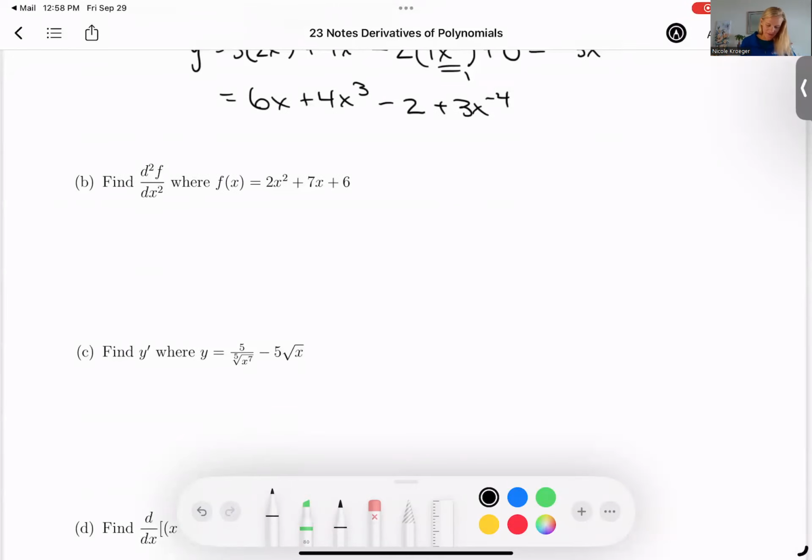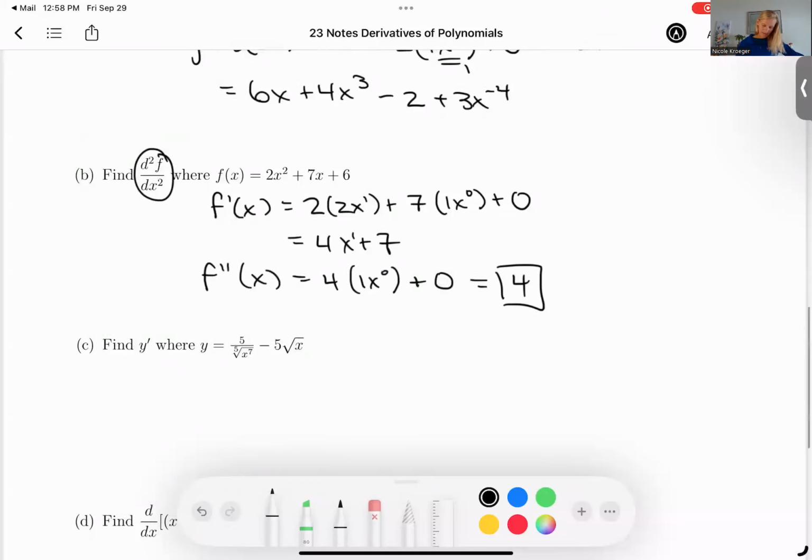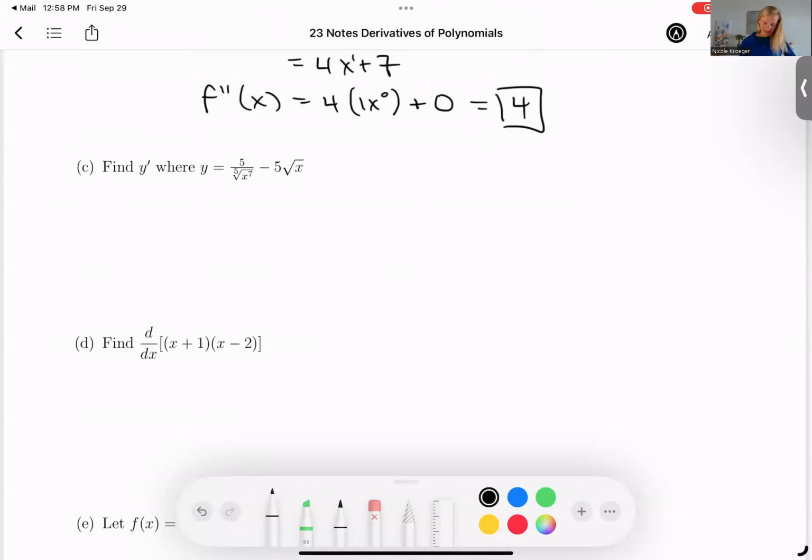This next one's asking us for the second derivative. So let's find the first derivative, which is going to be 2 times 2x to the first plus 7 times 1x to the 0 plus 0, since 6 is a constant. So this is 4x plus 7, since x to the 0 is 1. And then if we take the derivative of that, this is 4 times 1x to the 0th power. 7 is a constant, so its derivative is 0. So we're just getting 4 out for our second derivative. Okay, we're just going to keep chugging along here.